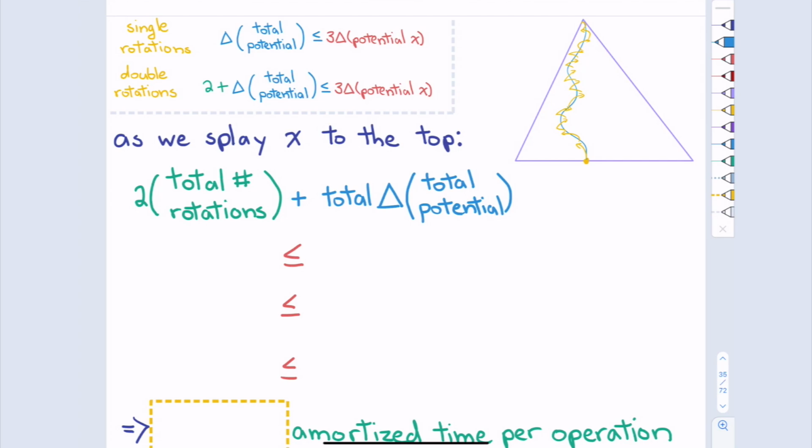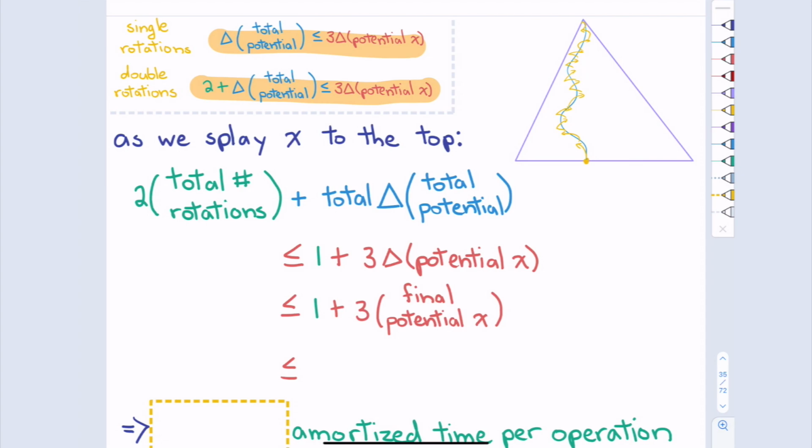Now, as you display x to the top, you do a bunch of rotations, and for every rotation, except maybe the last one, piecewise, the change of potential is going to be bounded above by the change of potential of this particular key that you're making into the root. So that should give you 1 plus, because of the last one, 3 times the change in total potential of x. And since each x has non-negative potential, the total increase is at most the final potential, which at long last is at most log n.